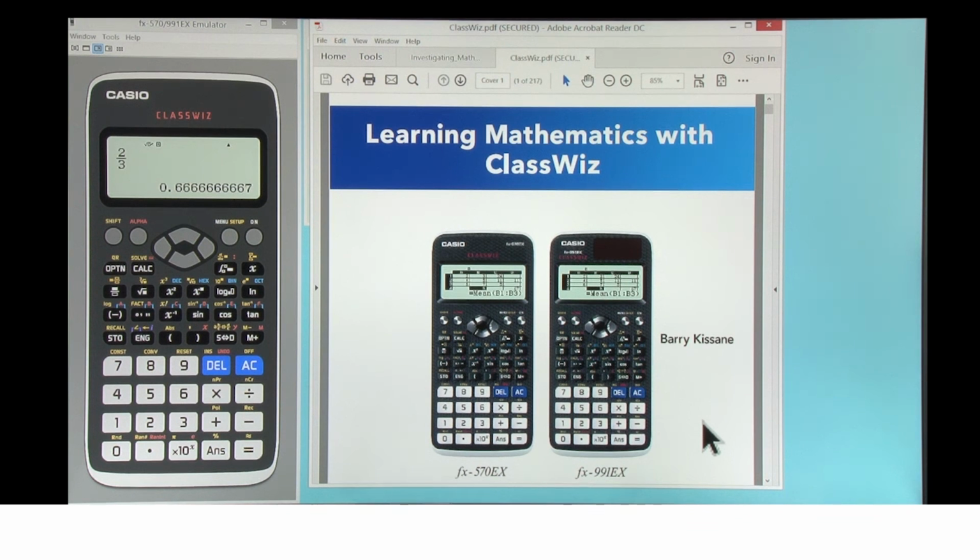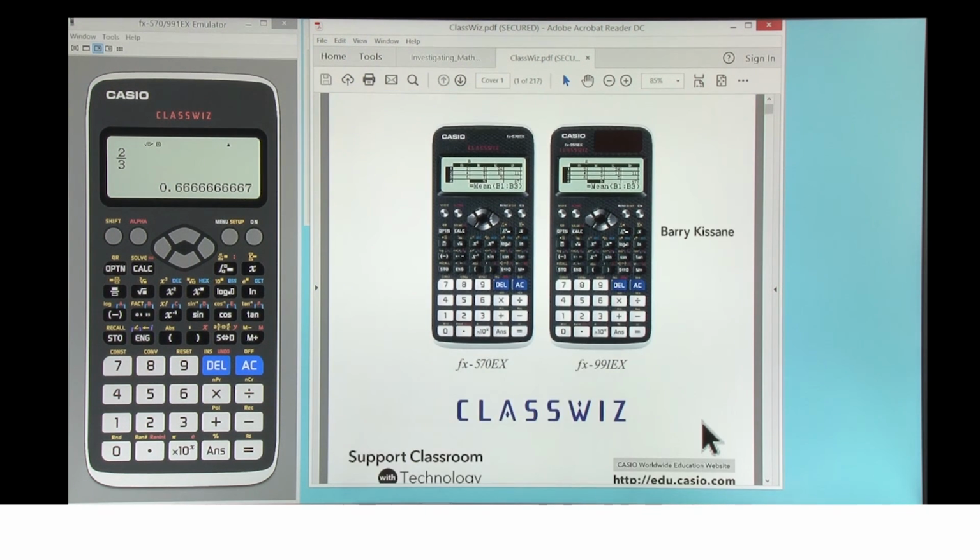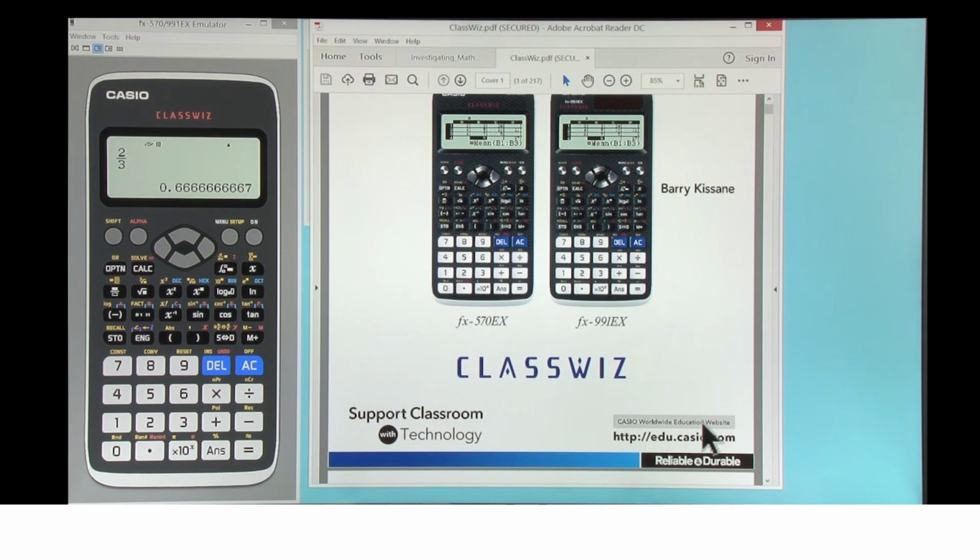It's been designed for both teachers and students. It can be copied for students to use as well as for teachers to use. And the module on fractions and decimals includes some exercises to check that students can use their ClassWiz efficiently, some examples of activities to do, and some guidance for teachers. You can download this book freely from the Casio Worldwide Education website, as you can see at the bottom of the screen.